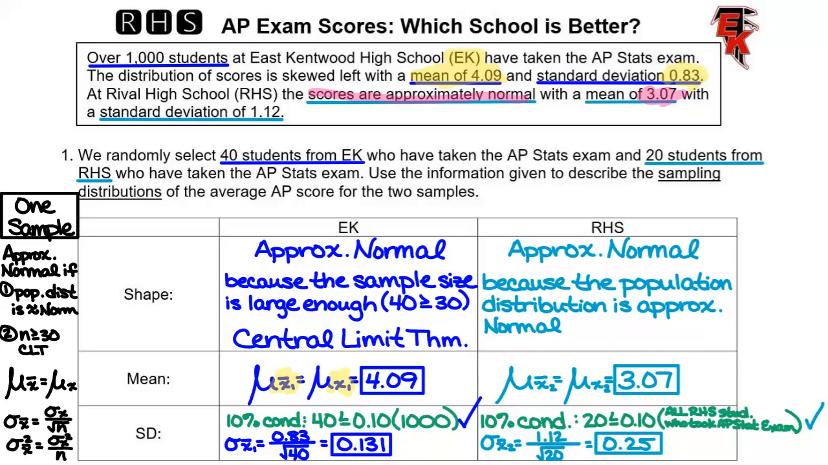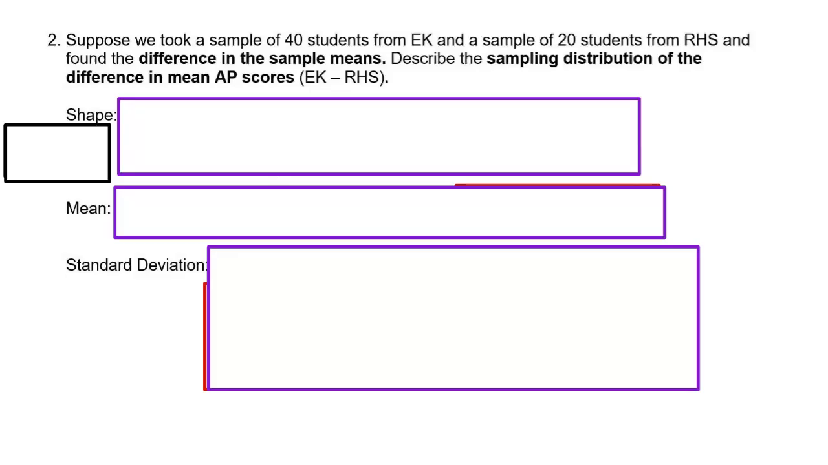So we have two separate populations here whose population distributions are different. One is skewed to the left and the other one is approximately normal, but the sampling distributions are both approximately normal. As we're trying to figure out what is the average score at East Kentwood, what is the average score at RHS, those sampling distributions are approximately normally distributed. If I wanted to figure out now the difference in mean AP scores, I want to do East Kentwood minus RHS.